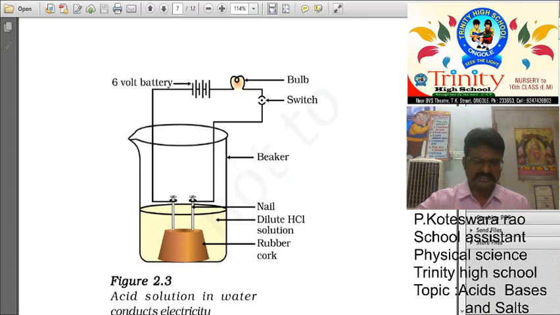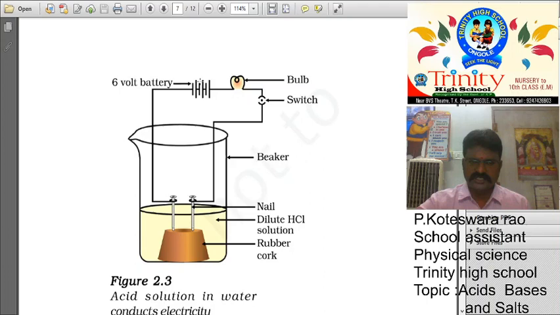Here is a rubber cork. In some of the experiments it is needed, in some it is not, no problem. And this is the diagram. Here, 2 colored wires. We want to take 2 colored wires. But here only black is taken, while in our textbook we want to use 2 colored wires.